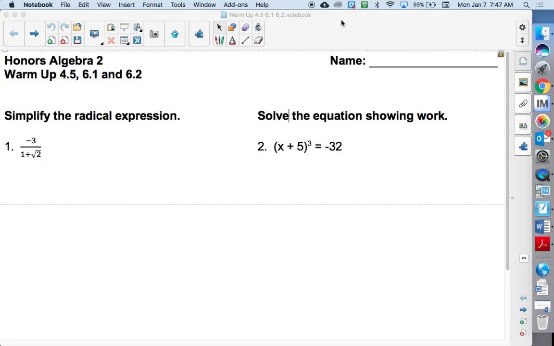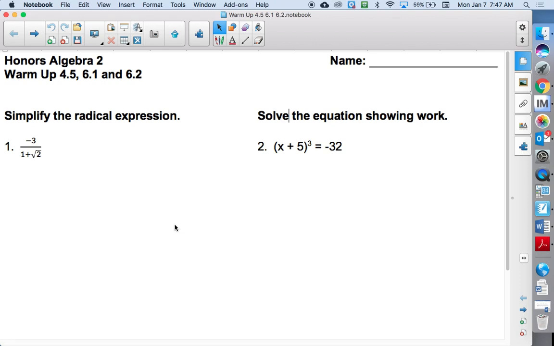So the first example is from section 4.5, and this is the radical problem where you're rationalizing the denominator. So we need to multiply this by something so that we get a radical out of the denominator. Anytime there's any type of radical in the denominator, we need to rationalize it in order to get that radical out.